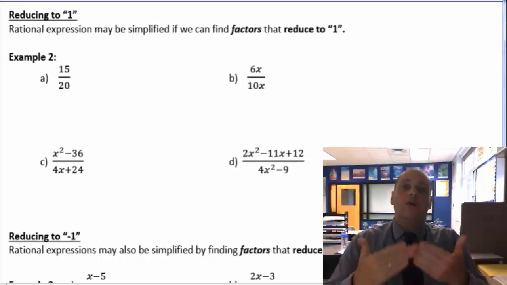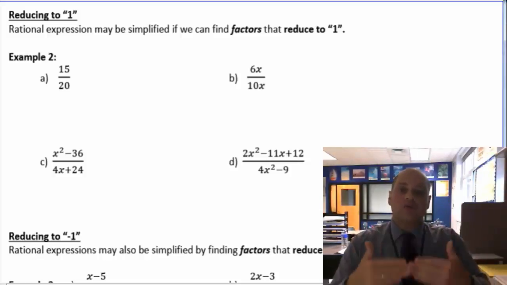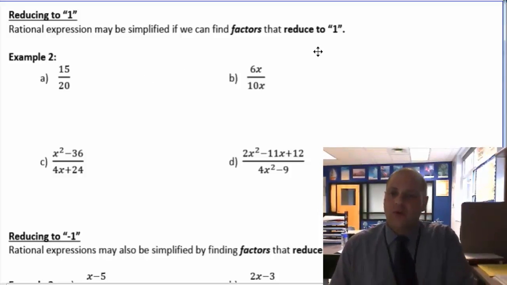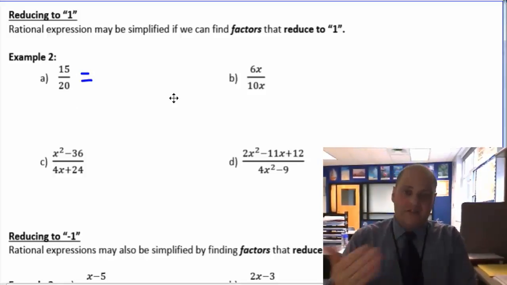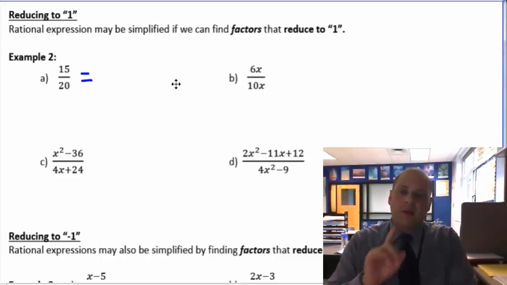We're going to be using the word reduce, and we're going to say reduce to 1, because that's how you simplify fractions, is by reducing to 1. Let me show you how it works. We're doing a very basic example here. Now, you may know that 15 over 20 is 3/4. You may be able to do that in your head. But I want to show you why it's 3/4.